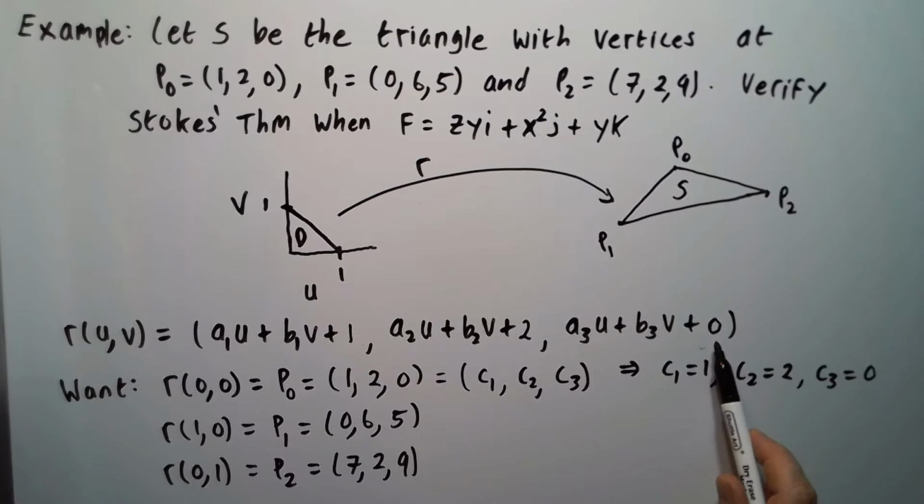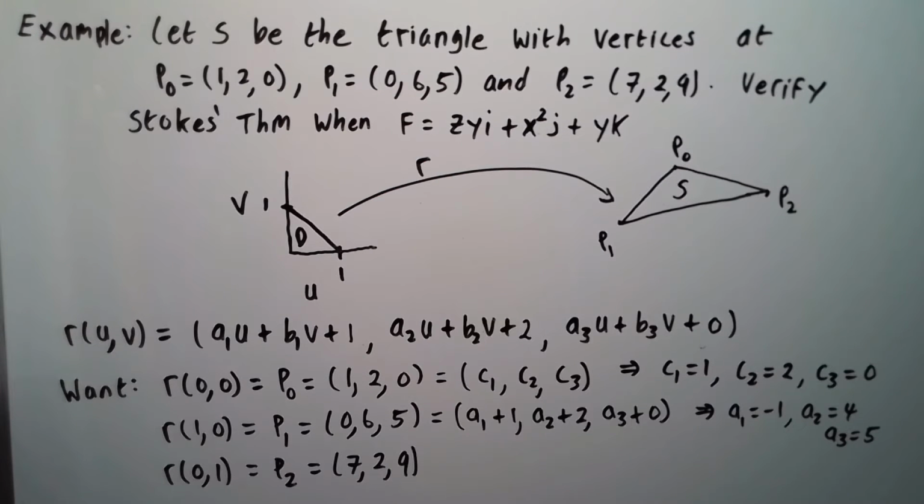Okay, let's keep going now. Going to the second one, you're going to put 1 in place of U, because 1 is in the U position, and 0 in place of V, all the way across. So doing that, putting 1 in place of U would be A1, no B's, and 1. So it'll be A1 plus 1. Then A2, with 0 in place of V, plus 2, so it'll be A2 plus 2. And then 1 in place of U, A3, 0 in place of V, gone.